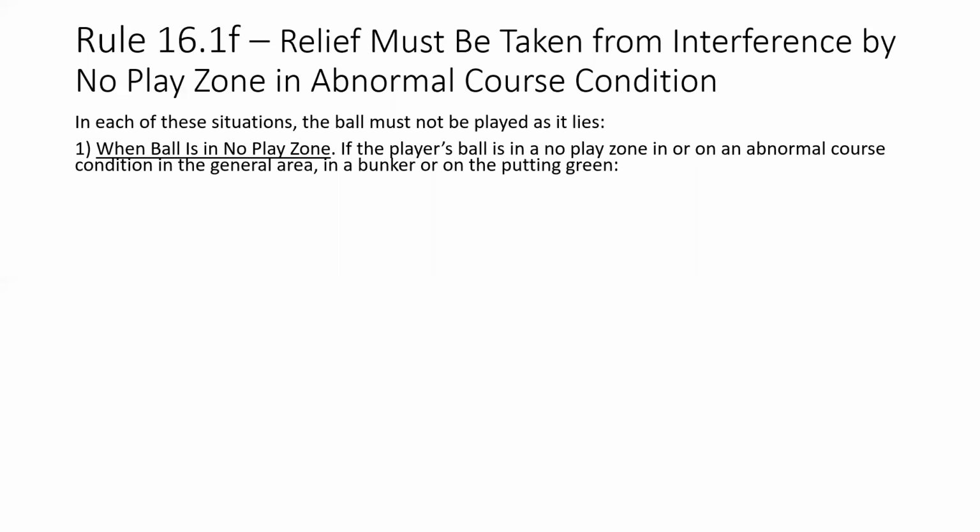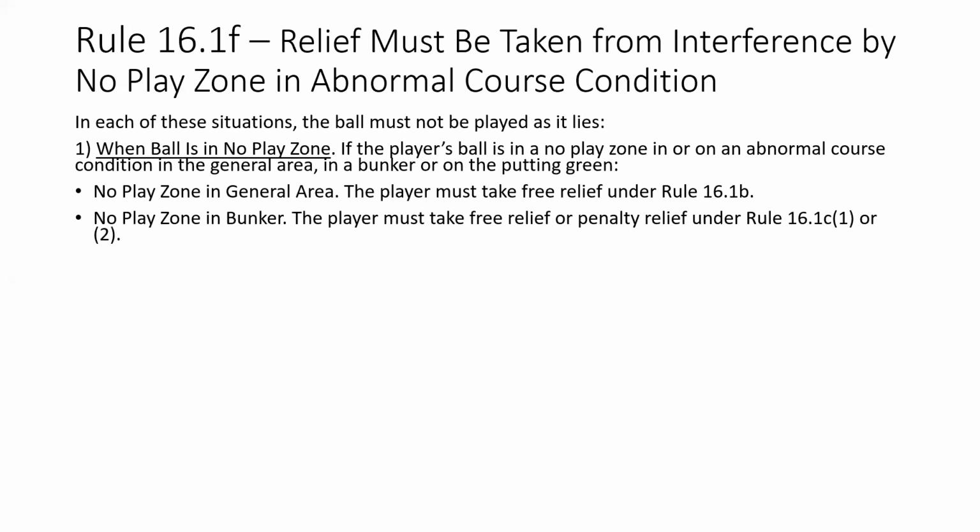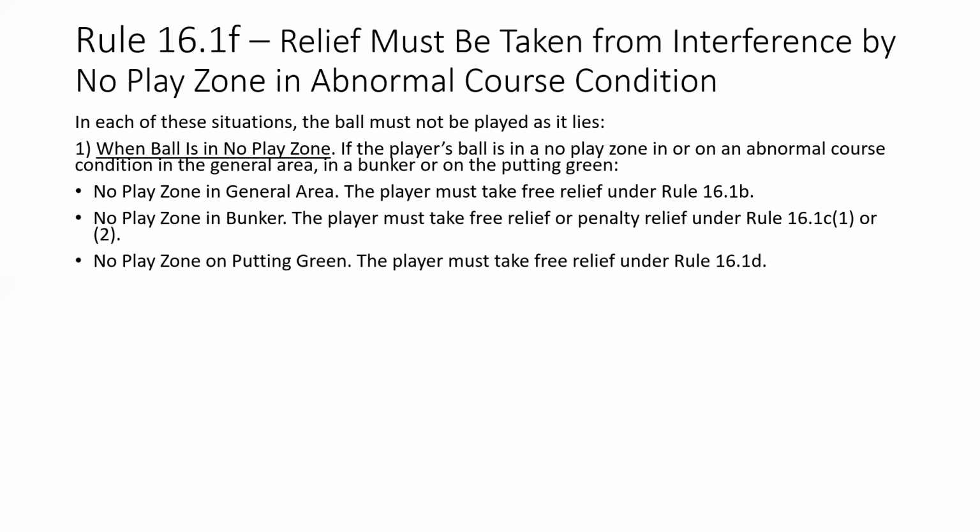All right. So when the ball is in a no-play zone and it's an abnormal course condition: the player's ball is in a no-play zone in or on an abnormal course condition in the general area, in a bunker, or on the putting green. In the general area, the player must take free relief under Rule 16.1b. If the no-play zone is in the bunker, the player must take free relief or penalty relief. And if the no-play zone is on the putting green, the player must take free relief.